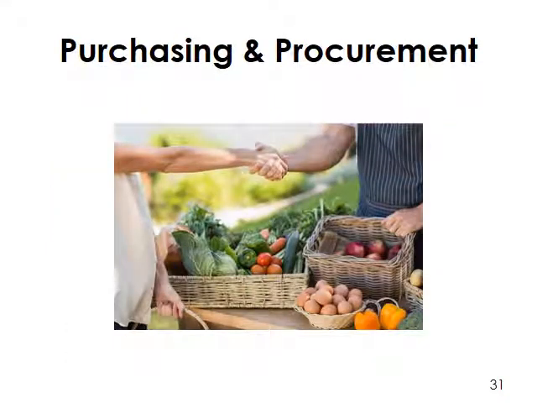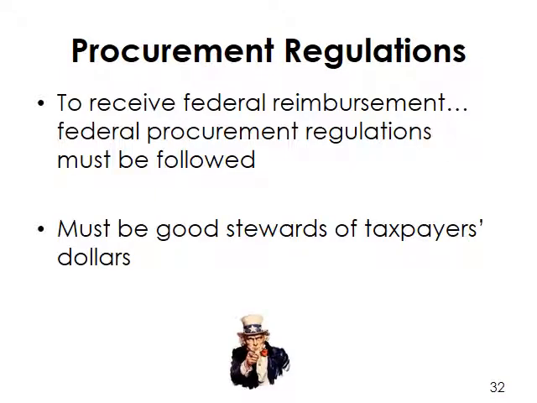The next topic to discuss is purchasing and procurement. Purchasing is the simple act of obtaining goods and services in exchange for money. Procurement is a multi-step, systematic approach to acquiring goods, supplies, and services at the best prices. Since the school meal program receives federal and state funding, the school must follow the federal procurement regulations.